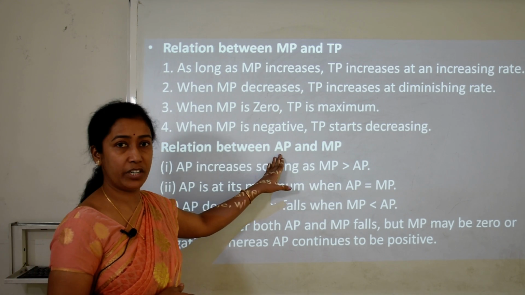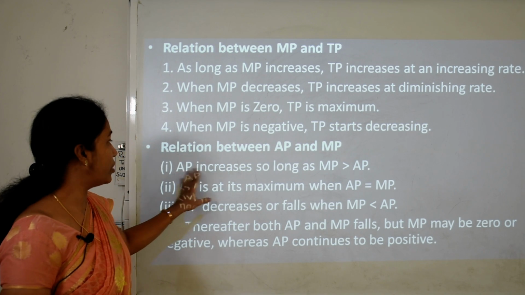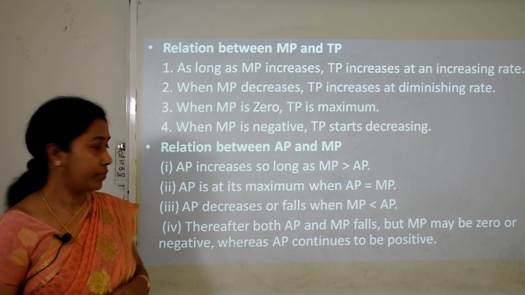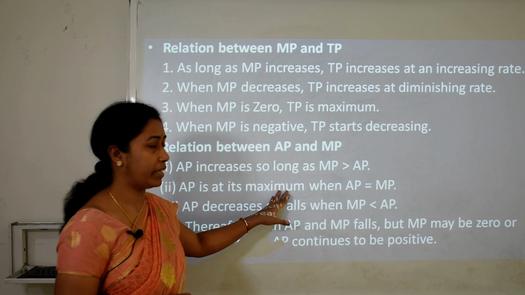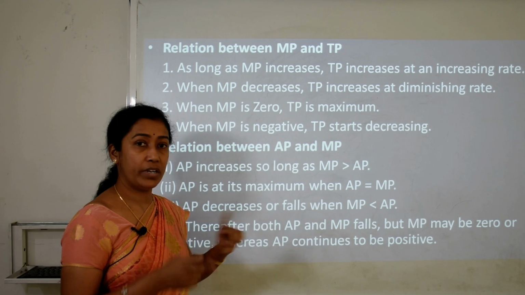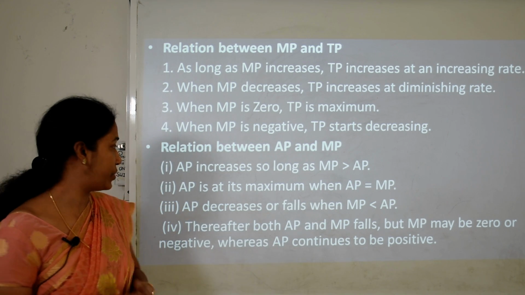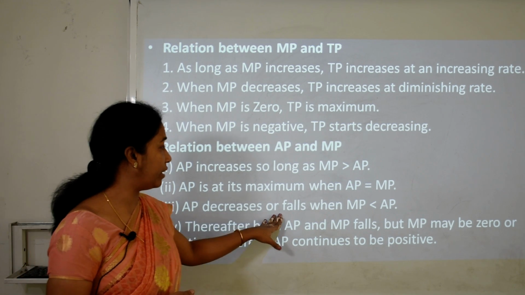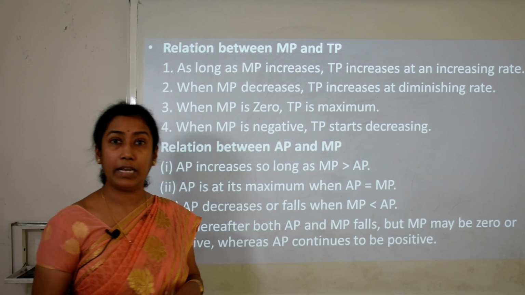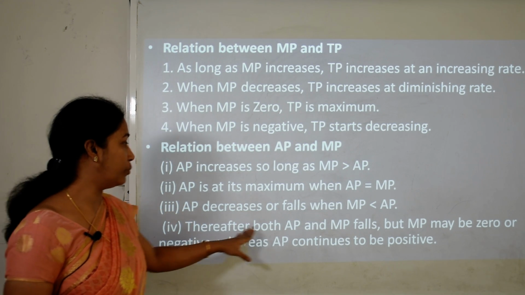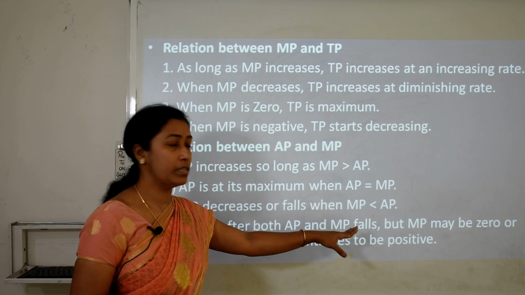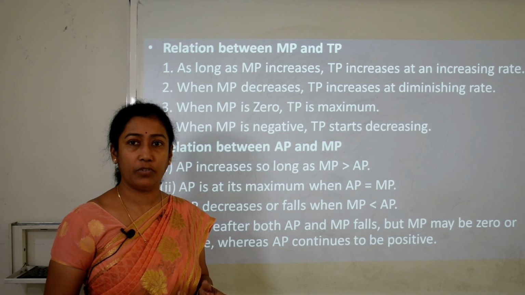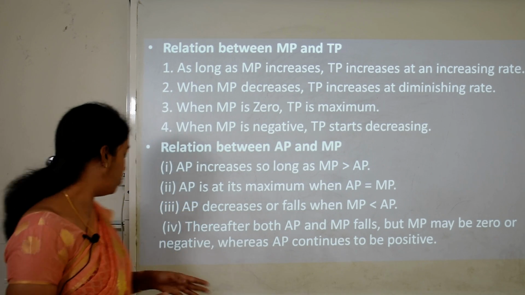Now the relationship between average product and marginal product. Average product increases so long as marginal product is more than average product. Second, average product will be at its maximum when average product and marginal product are the same. Third relation we can have is that average product decreases or falls when marginal product is less than average product. Thereafter both average product and marginal product fall, but MP may be 0 or negative, whereas average product continues to be positive only. So these are the relationships between the two aspects.